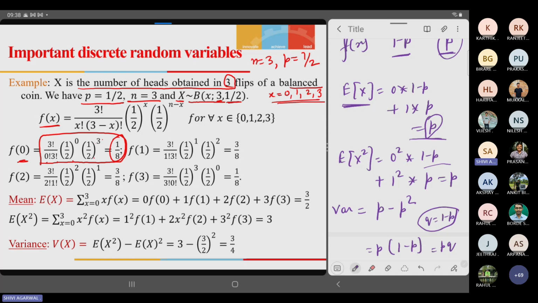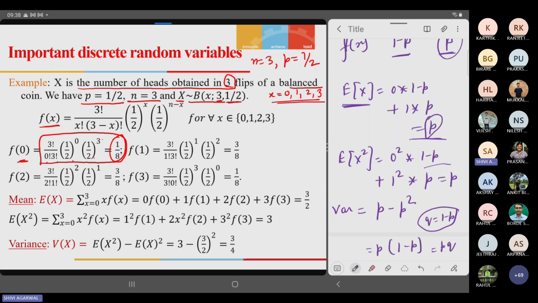Small x means what? Audible. Okay, thank you. Small x means what? The different values of capital X. Capital X is the random variable. I already told you earlier. Capital X is the random variable and its possible values are denoted by the small x. The small x may be 0, 1, 2, and 3.